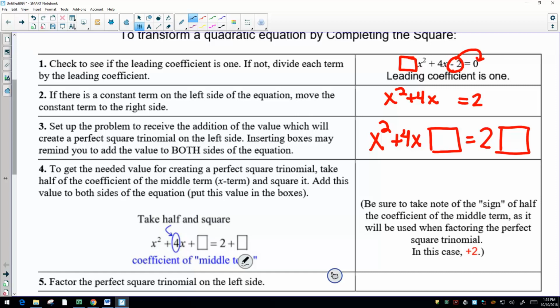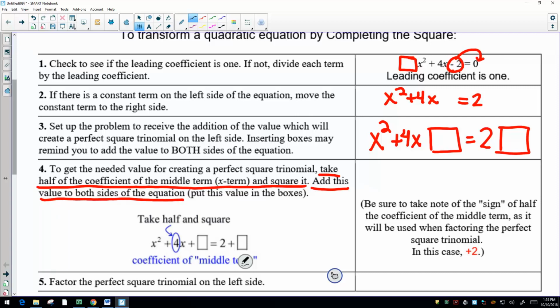Okay, so in order to complete the square, we need to get a value for that perfect square trinomial. The process is that we take half of the coefficient of the middle term, that x term, and we square it. Once we do this, we add that value to both sides of the equation. Okay, so we're going to see what happens.